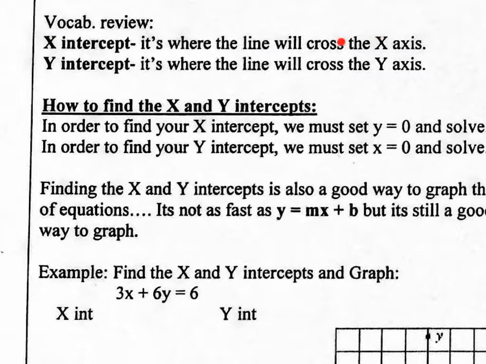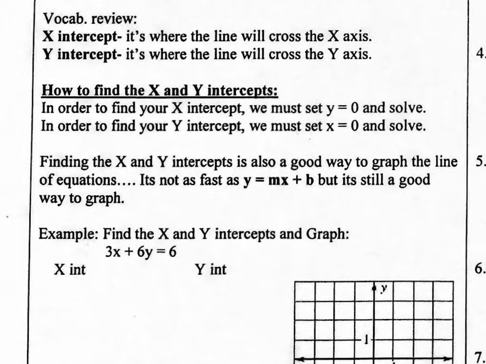X-intercept, it's where the line will cross the x-axis. Y-intercept, where the line will cross the y-axis. So we already know what that looks like. It tells you where it crosses. That's the location. Now, right here are the notes. How do you find the x and y-intercepts? In order to find your x-intercept, you must set y equal to 0 and solve. In order to find your y-intercept, you must set x equal to 0 and solve.